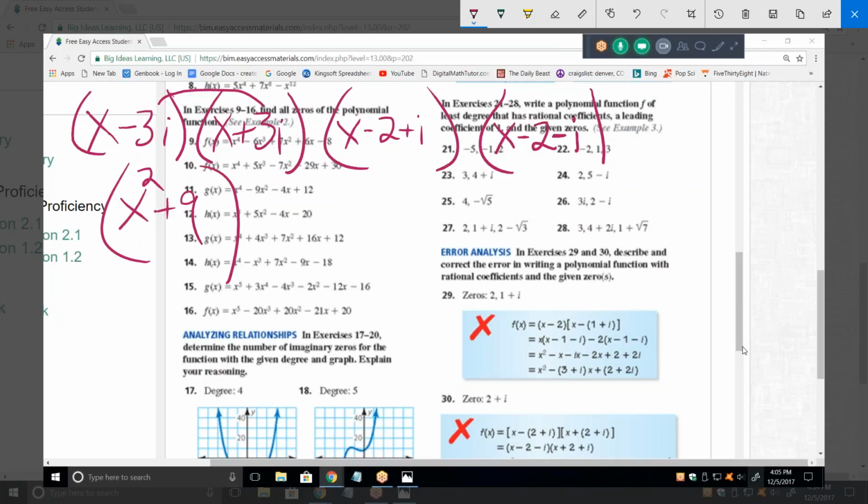And now this one's going to be a little harder because we have a trinomial times a trinomial. So x squared, minus 2x, minus, and then plus 2x. No, it's minus. Yeah, you're right.